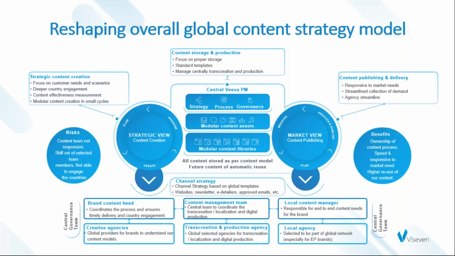On this slide, you can look at the global content strategy model. This is how you can scale your content strategy across teams, countries, and channels. Look through the process of strategic content creation, content storage and production, as well as publishing and delivery. They are all described in this slide. You can also view all the risks and benefits along with the strategies and market view over content creation.